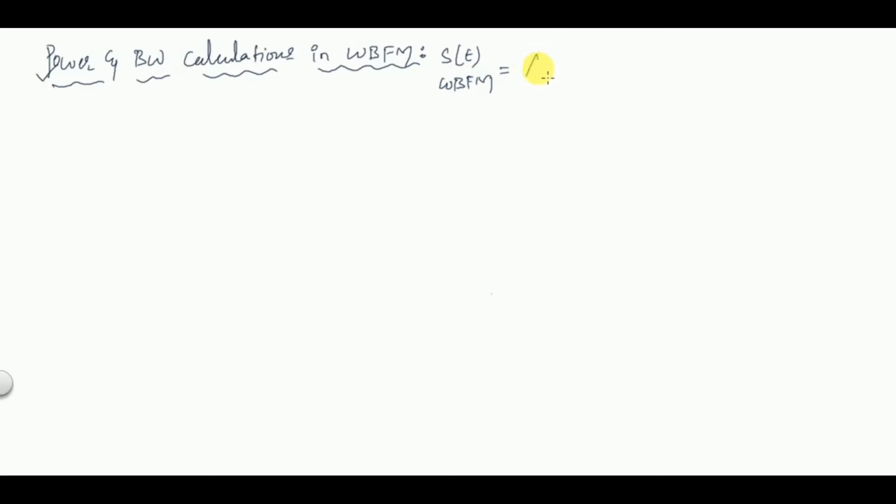So we have got s(t) = Ac summation n = minus infinity to infinity Jn(beta) cos 2 pi (fc + n fm) t. Okay, so this is the standard time domain equation which we have got. So now I'm expanding this s(t).